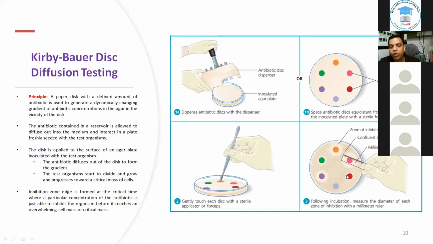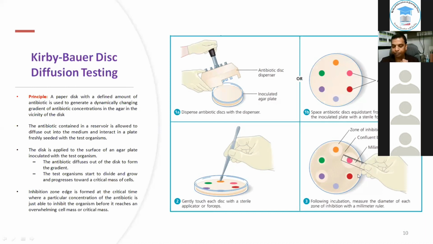The principle of this is that the antibiotic will disperse into the culture medium and will kill the bacterial growth. And then there is a clear zone. So based on this clear zone, we determine whether the organism is either sensitive, intermediate, or resistant against a particular antibiotic.